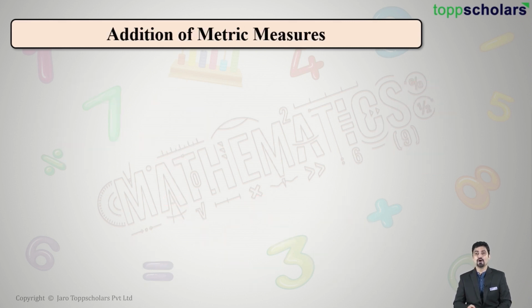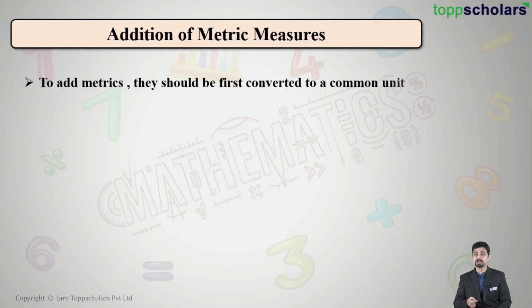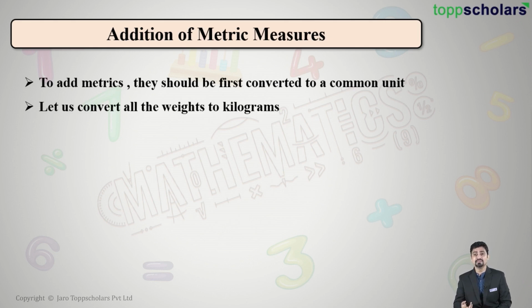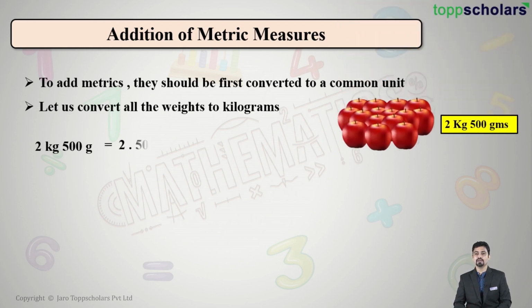So let us check how we add metric measures using the earlier example. To add metric measures, they should be first converted into a common unit, and here we'll convert all the weights into kilograms. So if there is some gram, we convert that into kilogram. How do we do that? Divide by 1000. So let's begin. We had 2 kg 500 grams of apples. 500 divided by 1000 will give me 0.500. So my total kg of apples is 2.500 kg.